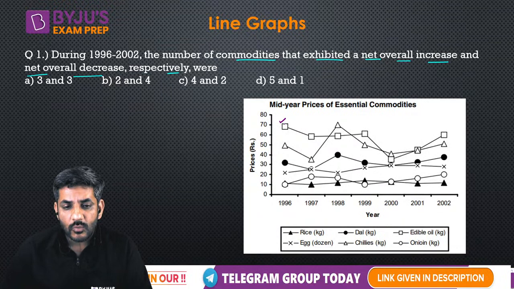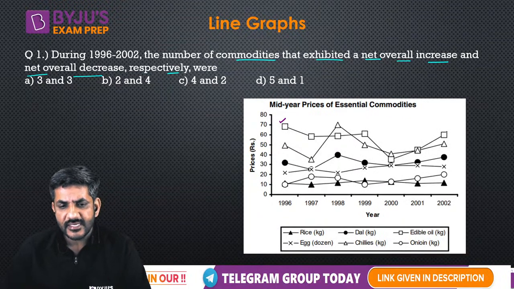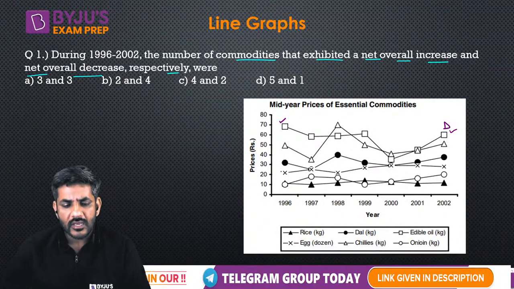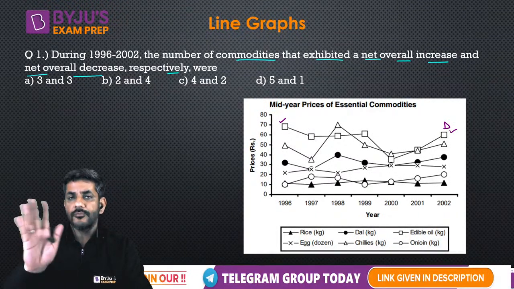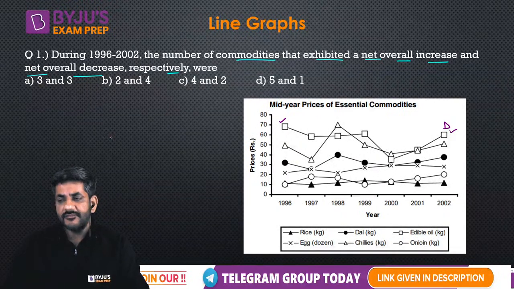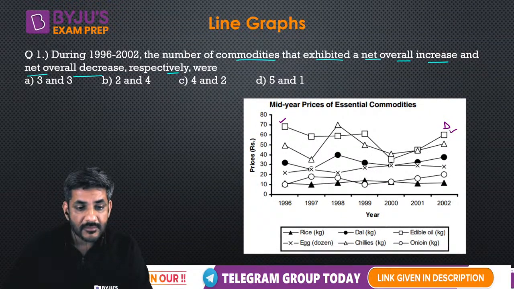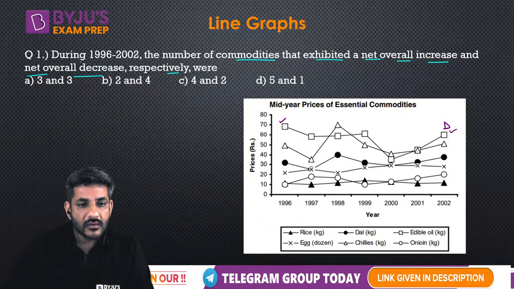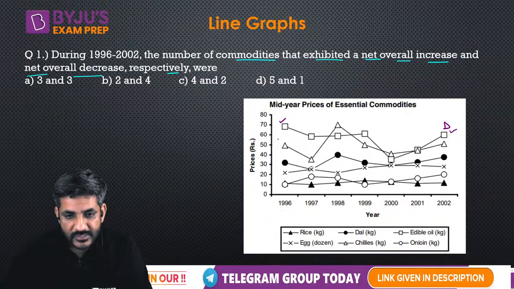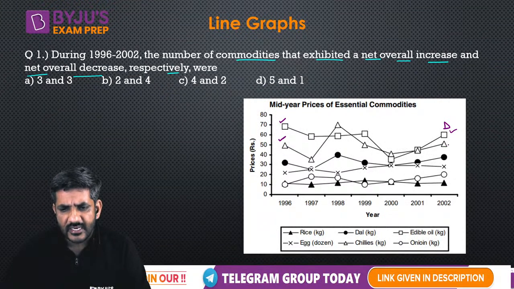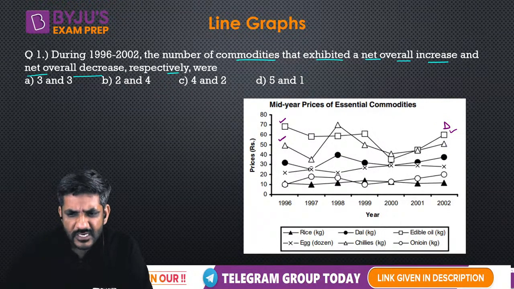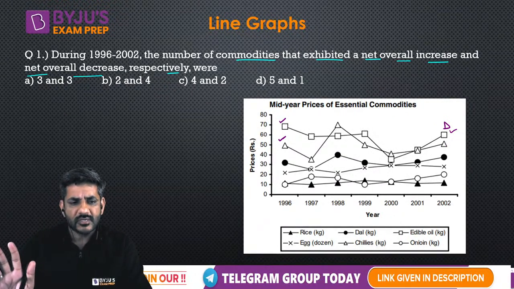Can I say edible oil was somewhere around 70 in 1996, but in 2002 it is somewhere around 60. So therefore in edible oil there is definitely a decrease. I hope you all can see that. Similarly, let's move forward. The next is, let's say this one, which is chilies. It was somewhere around 50 in 1996, whereas in 2002, I see it is somewhere around 50 or slightly more than that. So now there is a problem, as you can see over here.